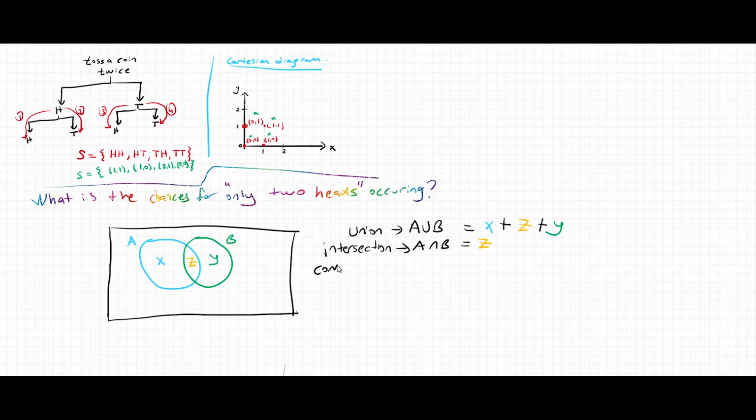So what about complement? A complement, with the superscript symbol over A, is equal to Y, meaning that there are three elements, but among the three elements A does not have Y, only Y. What about A but not B? A minus B, or A intersection B complement, is equal to X. And this is the opposite of A complement.